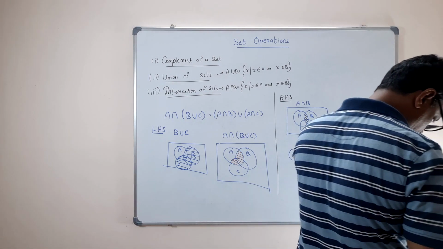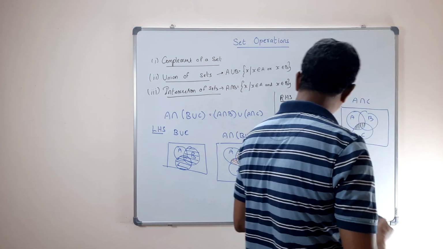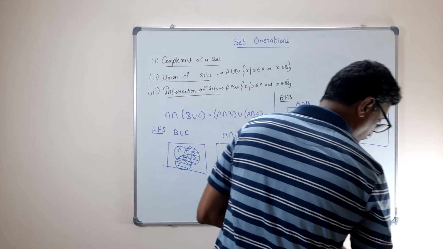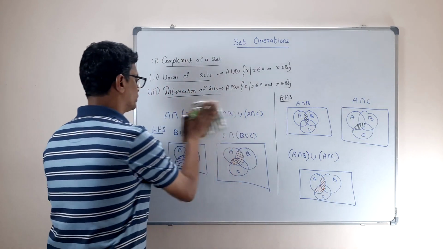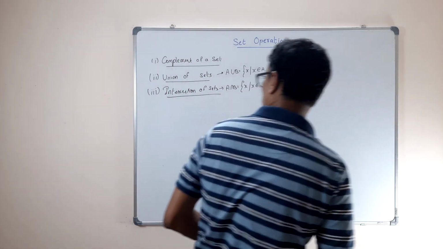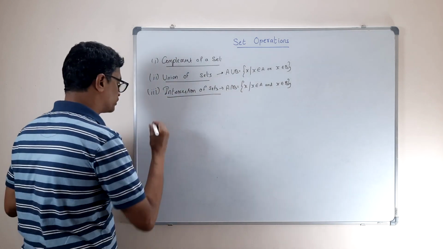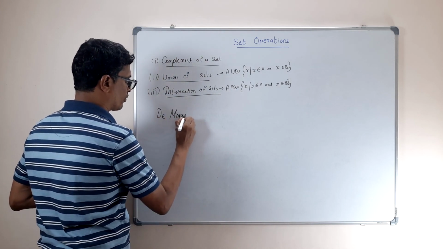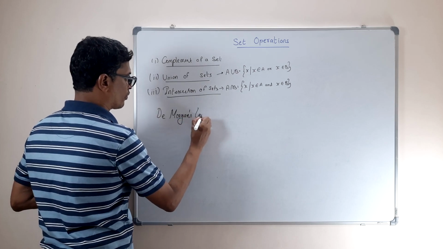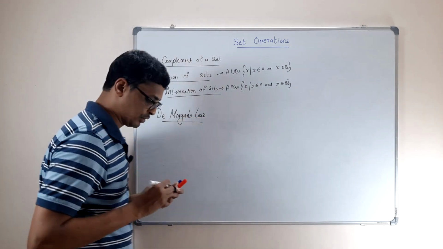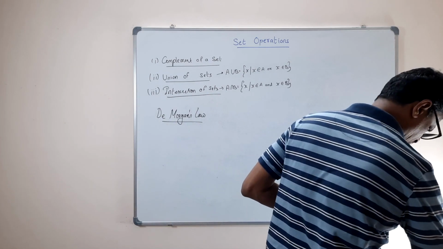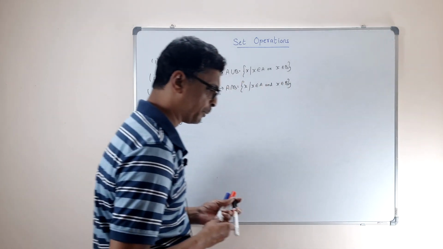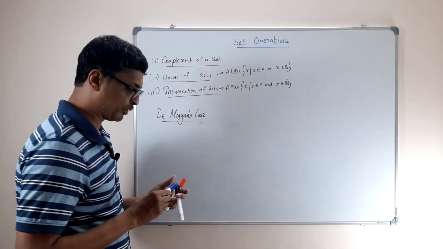And then this will be an interesting one. That is De Morgan's law. So what you're going to see next is De Morgan's law. You can prove it with the same method. De Morgan's law can also be proved from the Venn diagram. You can prove it simply.